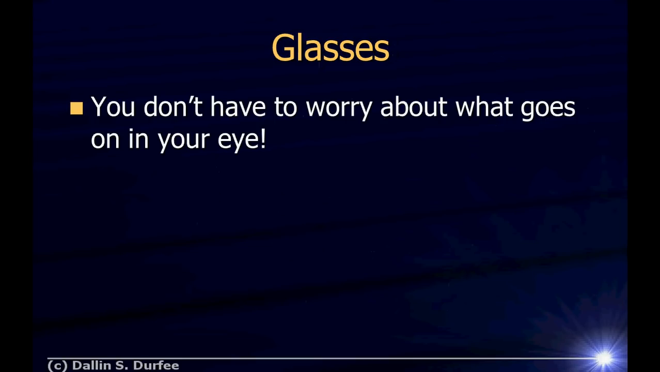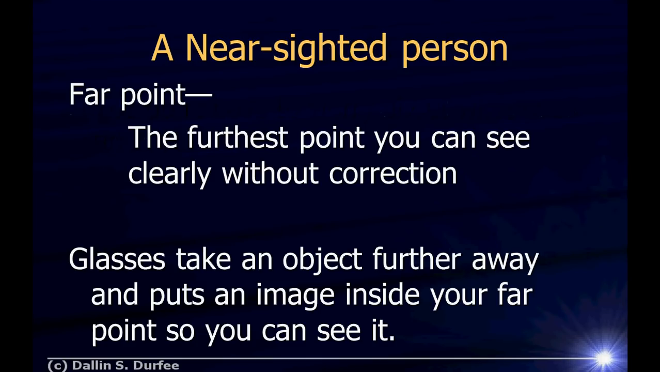Okay, so when we figure out how glasses work, it turns out we don't have to worry about what goes on in your eye. You can just ignore that. What we're going to do is just say, well, look, I know my eye can see things at certain distances. Let's just think about my glasses making an image out where my eye can see it, if that makes sense. So for example, imagine you're nearsighted. A nearsighted person can see things that are close, but they can't focus on things far away. Things far away are blurry.